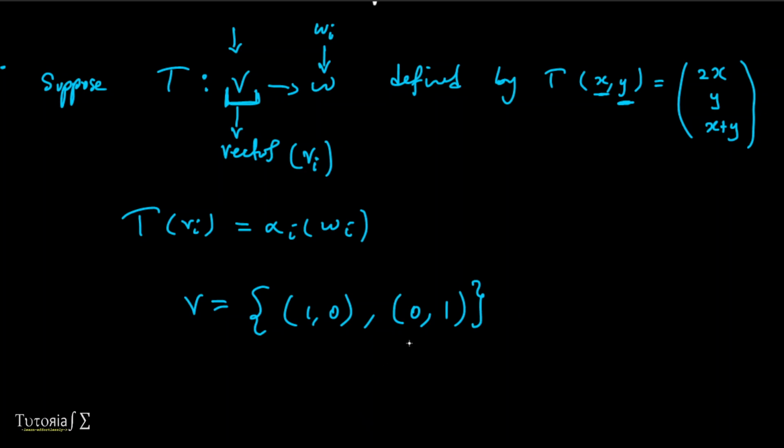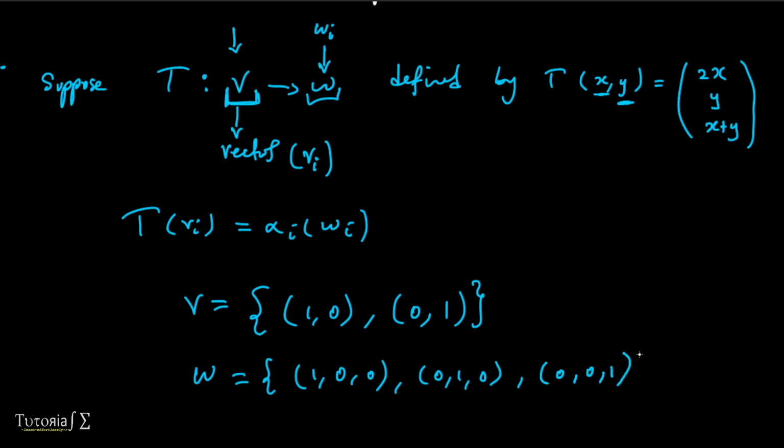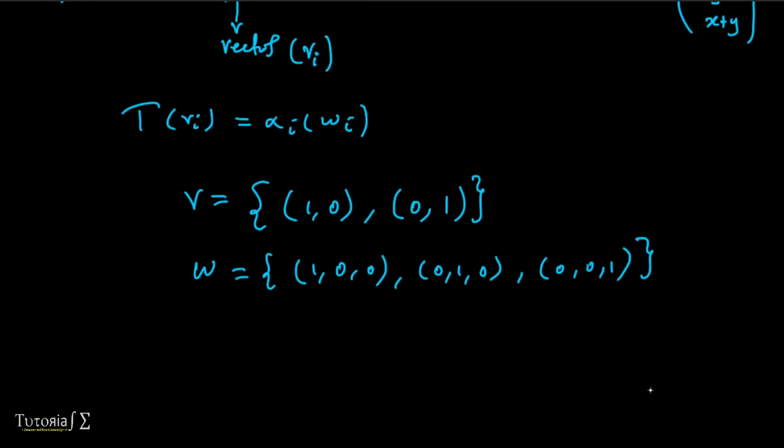For a three-dimensional usual basis, as in the vectors in W, they will be three-dimensional, meaning that they need to have three entries. So the first entry is 1, 0, 0. The second one is 0, 1, 0. And the third one is 0, 0, 1. So usual bases are vectors with 1 as the leading variable and the rest of the elements as zeros.